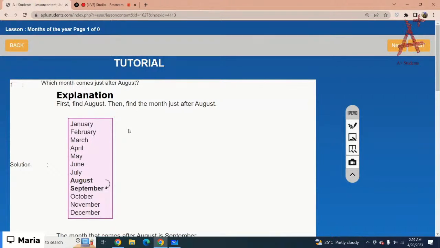So here is a table given. January is the first month. Then you have February, March, April, May, June, July, August, September, October, and November. You have 12 months in a year.